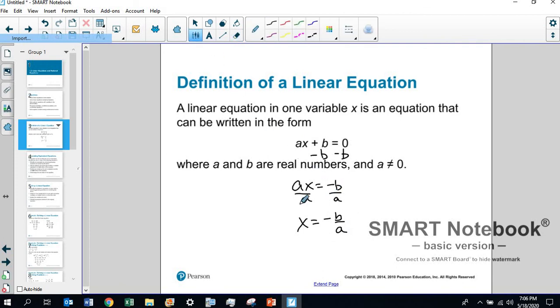But before we can do this process, these are like the last two steps. Get the x's on one side, the constants on the other, and then divide. Those are the last steps, but we need to simplify before we can get there, and so that's often what we need to work on.